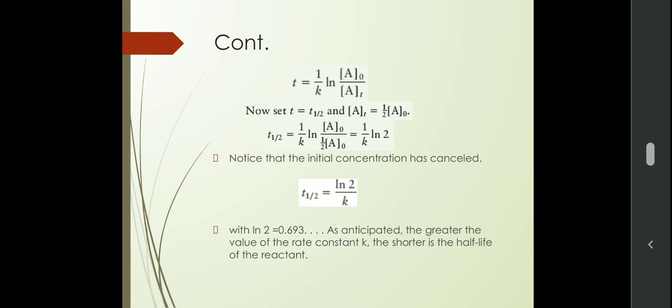Now, if in this equation we replace the value of t with 1/2 to show that the value of t is actually the half-life, here in the equation, t half-life is equal to ln2 over k. The value of ln2 is equal to 0.693, and this equation shows, as we have discussed earlier, that the greater the value of k, the shorter is the half-life of the reaction.